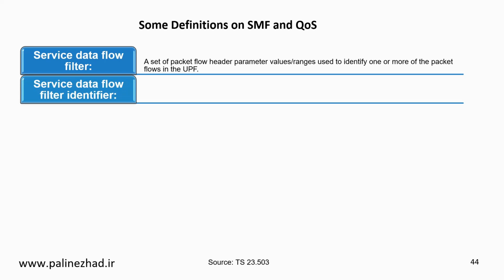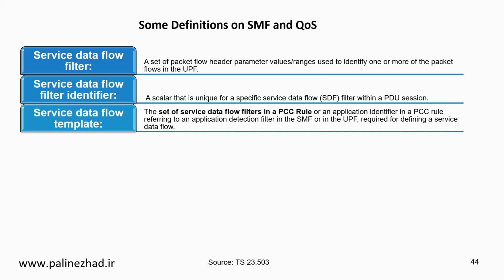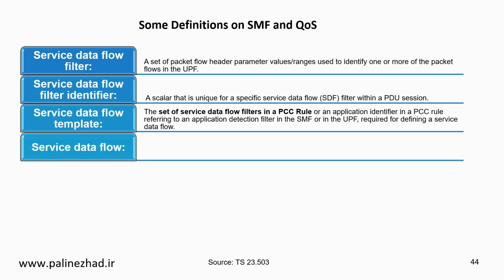Next one is Service Data Flow Identifier. It is a scalar that is unique for an SDF, and it's unique for a PDU session. So it's just a numbering for each SDF filter. The next one is Service Data Flow Template. It is the set of service data flow filters in a PCC rule. So templates are filters in the PCC function. Easy.